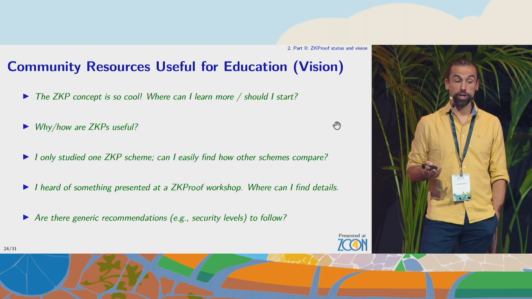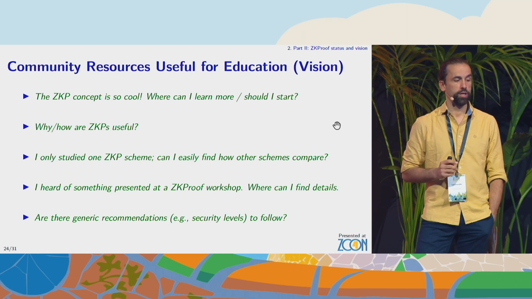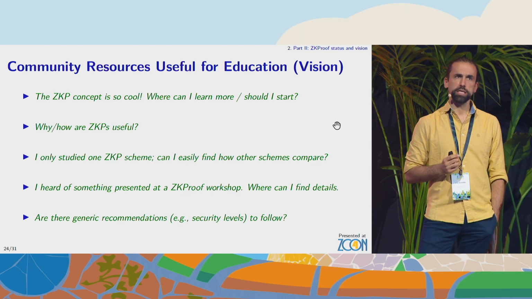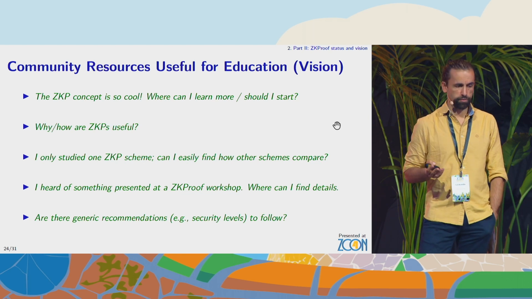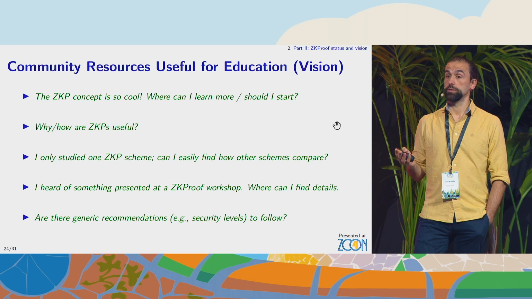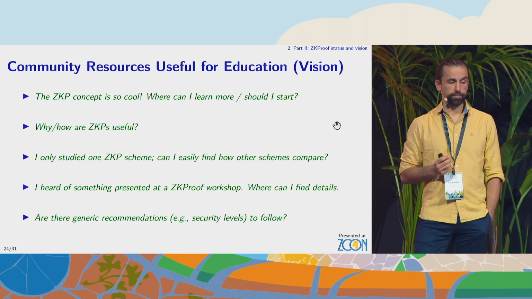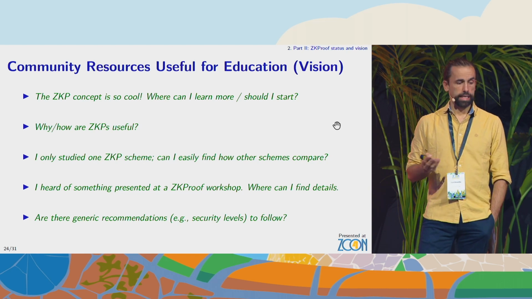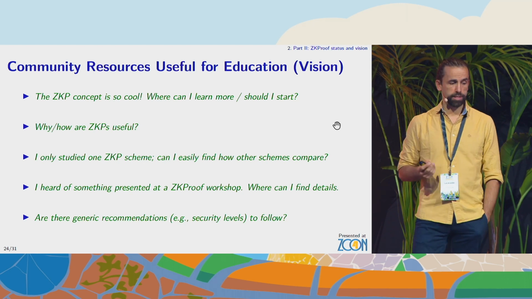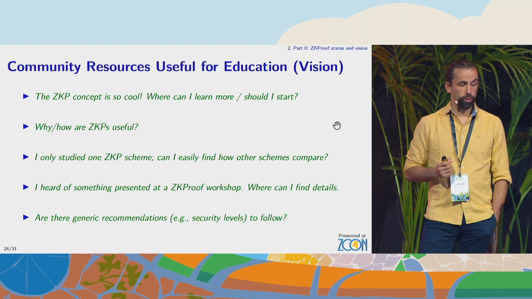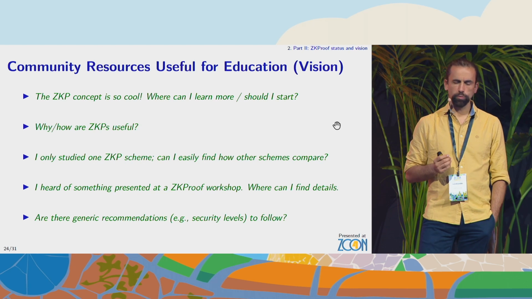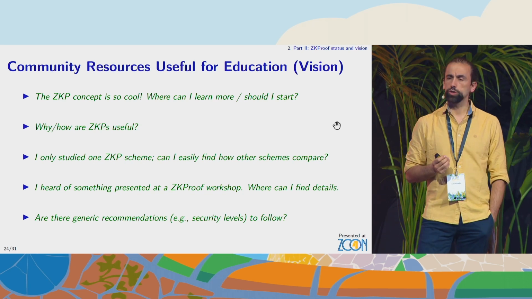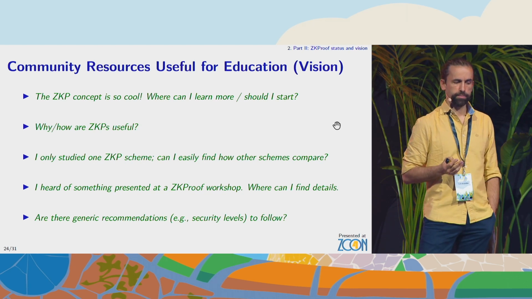Where can I learn more about this, or where should I start? Or, oh, okay, I know what ZKPs are, but what are they useful for? Or, oh, I just read a paper and I studied it really closely. Can I easily find how other schemes compare? Or, oh, I heard something interesting was mentioned at a ZKProof workshop. Where can I find the details about that?